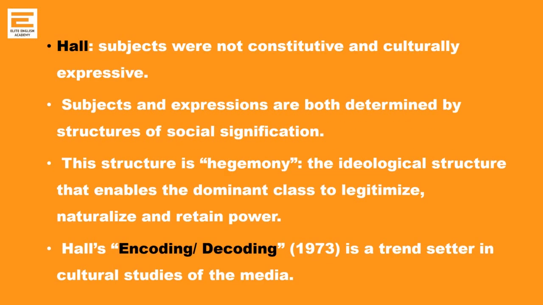According to Stuart Hall, subjects were not constitutive and culturally expressive. Subjects and expressions are both determined by structures of social signification. So Stuart Hall has the same view as Raymond Williams, which very clearly states that culture is being controlled by social institutions. This structure is hegemony, that is, dominance: the ideological structure that enables the dominant class to legitimize, naturalize and retain power. The social institutions have created a structure, a culture. The culture created by the dominant class is legitimized, recognized, made normal and naturalized, and in one way or another power retains that culture.